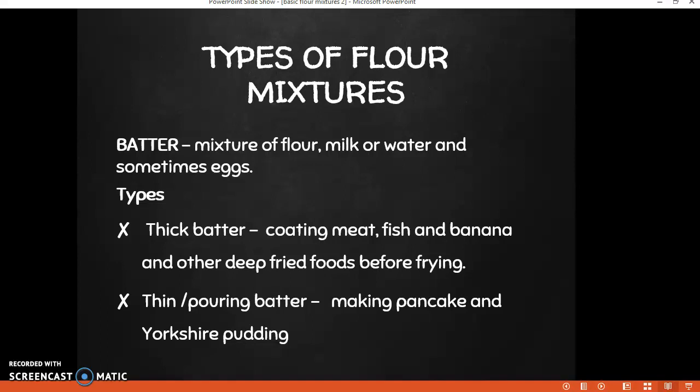We have two types of batter: the thick batter, which is used for coating our foods like chicken, meat, fish, banana fritters, and other deep fried foods before we fry them. Then we have the coating or the thin or the pouring batter. This one is lighter as compared to the thick one. The difference is that the water content in the thin is more than double that of the thick or the coating batter.